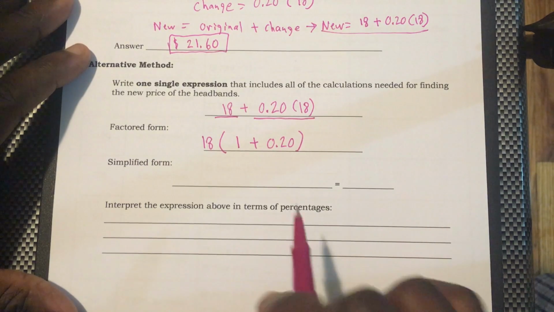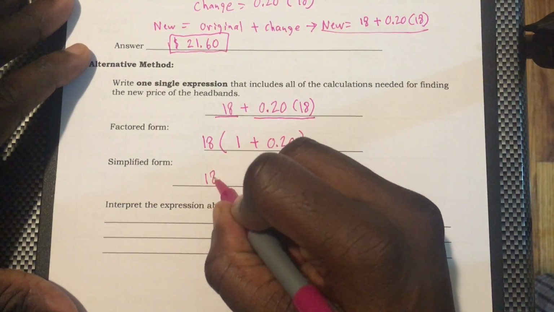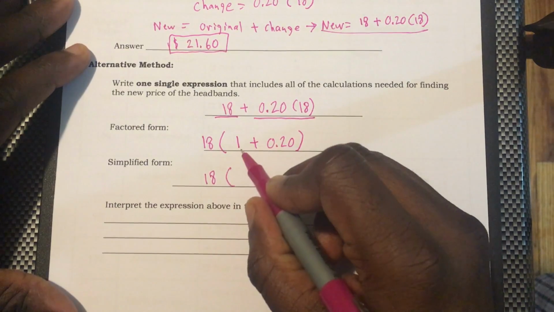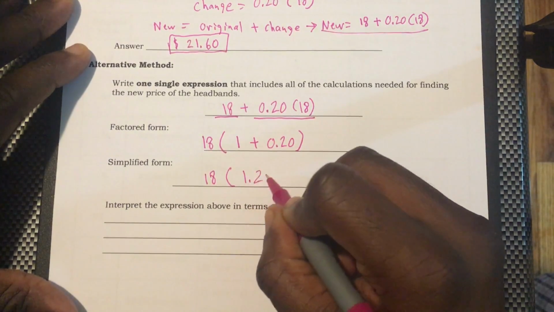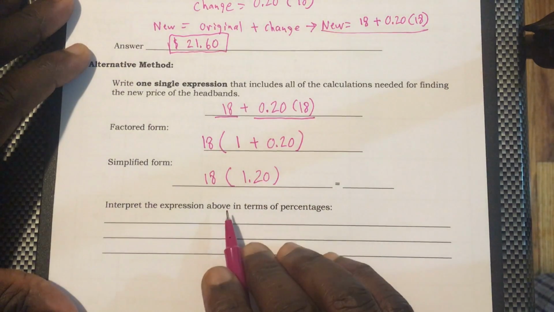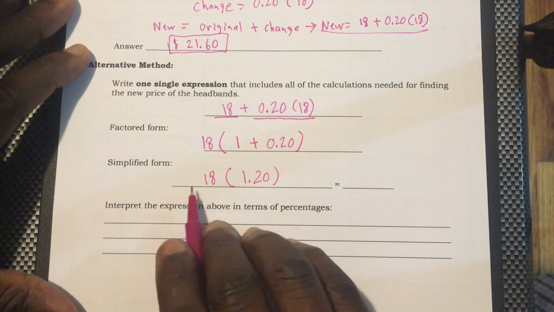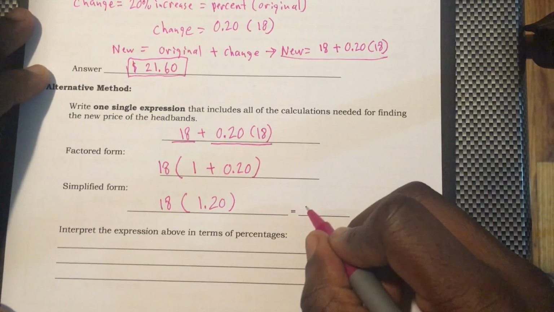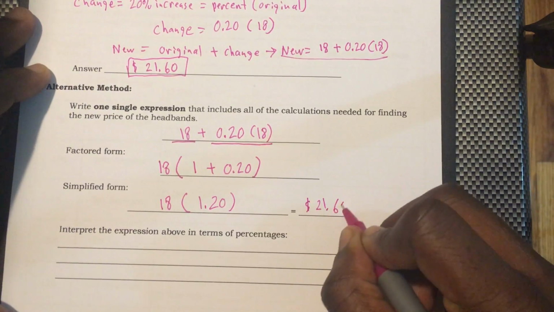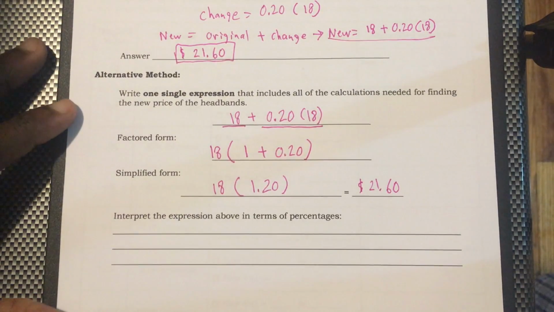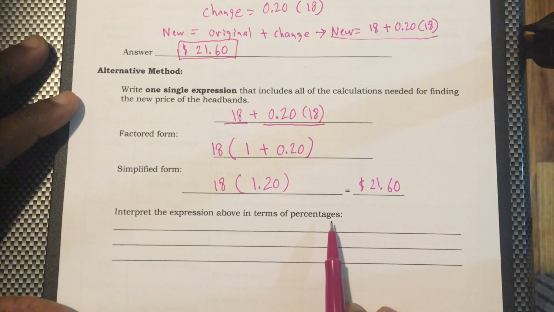Once we have the factored form, let's simplify what's on the inside. So I'm going to have 18 here, and I'm going to have 1 plus 0.20, or 1 and 20 hundredths, here, which is 1.20. So look at this simplified form, 18 times 1.20. If I did the multiplication, it still gives me the same value, $21.60.